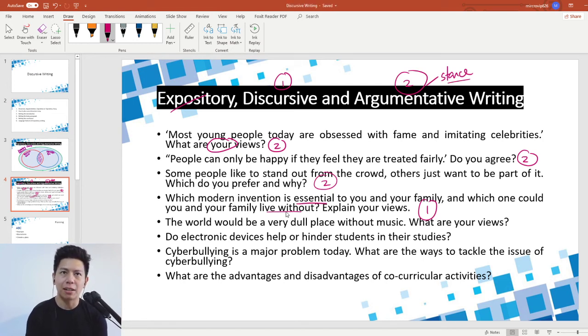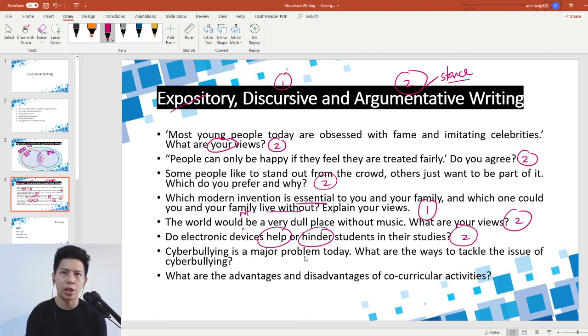The world will be a very dull place without music. What are your views? So you can take a stand. It would be a dull place or it would not be a dull place. That makes it an argumentative essay. Do electronic devices help or hinder students in their studies? I'm sure you know it by now. Help or hinder, you choose either one. So that makes it argumentative.